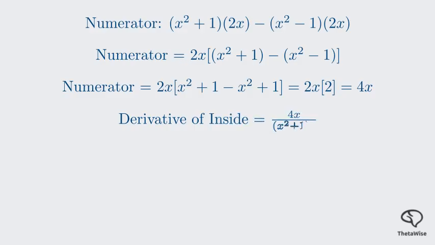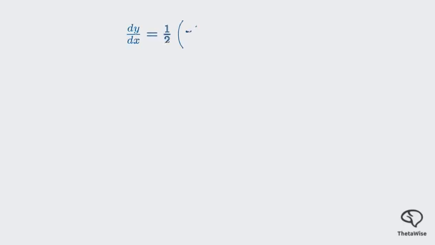Now let's put it all back into our main derivative equation. We substitute our simplified derivative of the inside back into the main chain rule expression. Again, this is a valid answer, but we can and should simplify it further to get a more compact and elegant form. Let's start by using the exponent rules on the first term.